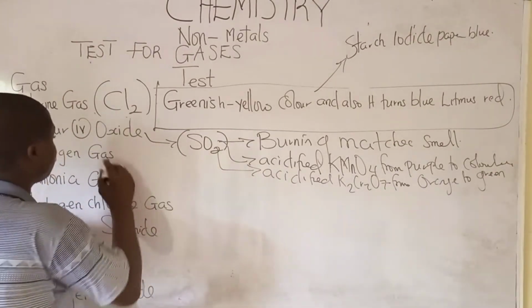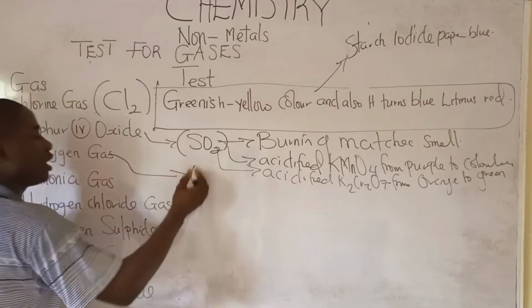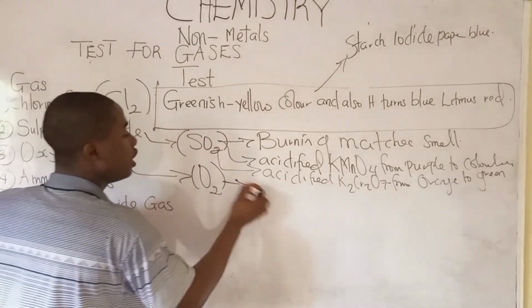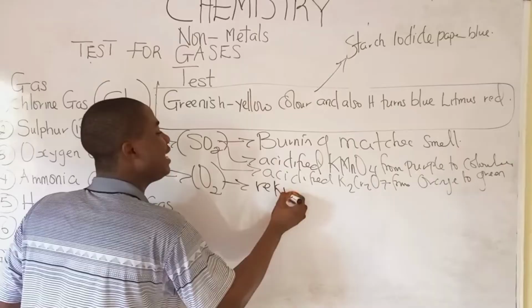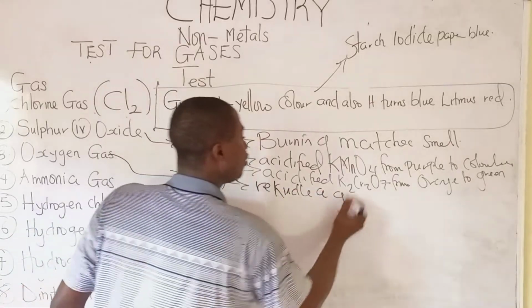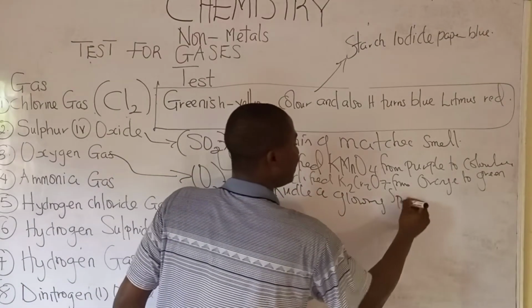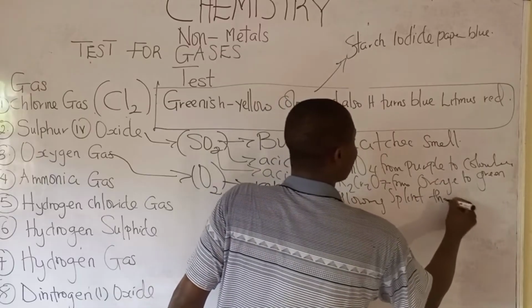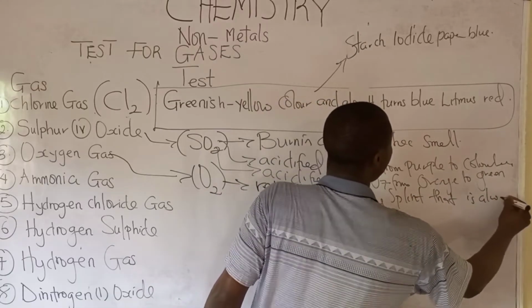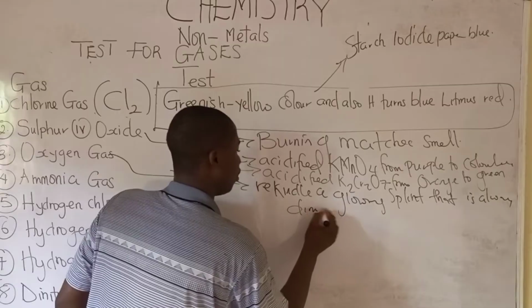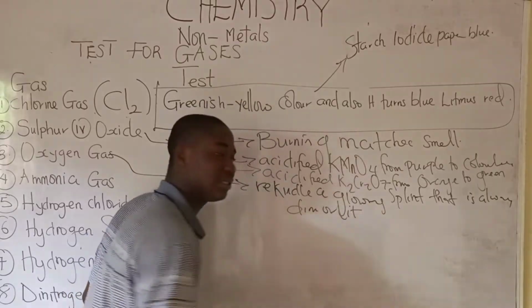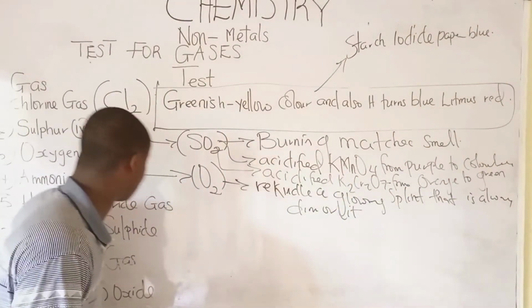Now moving over to the next gas, which is oxygen gas, given with the symbol O2. Oxygen gas rekindles a glowing splint that is always dim or lit. This is something we must take note of under oxygen gas.